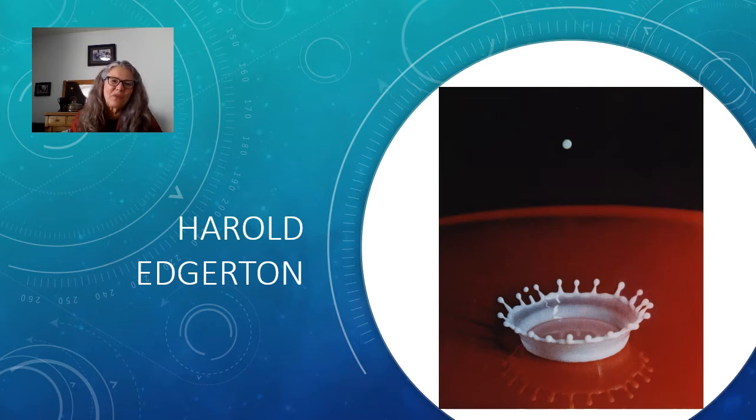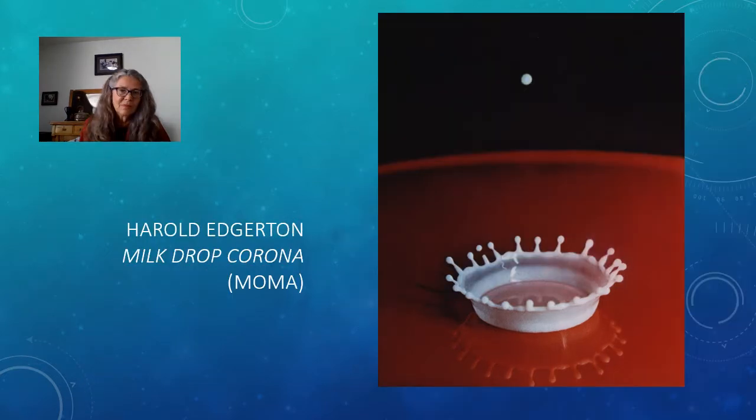Here's another one of Edgerton's photographs. What do you think this one is? Take a moment to look and think about what you think his photograph represents. Edgerton's photograph is titled Milk Drop, Corona. It's a photo of the corona that forms when a drop hits a liquid surface, in this case, milk.